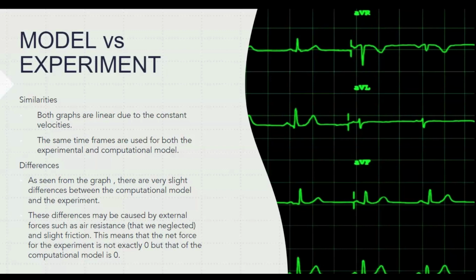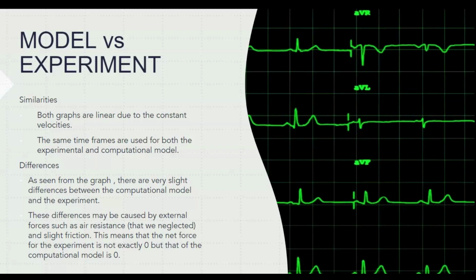There are very slight differences between these two, which may be caused by the camera angles, which could affect the perception of motion, and the external forces, such as air resistance, that we neglected, and slight friction. This means that the net force for the experiment is not exactly zero, but that of the computational model is.